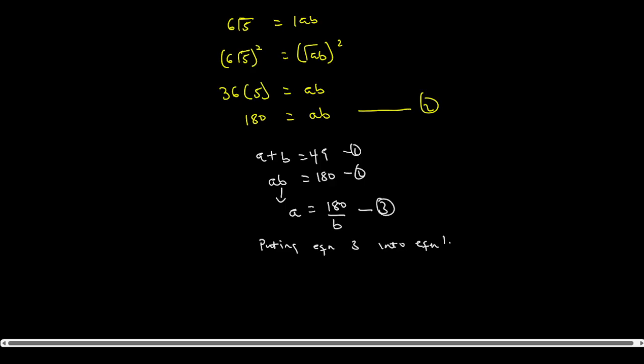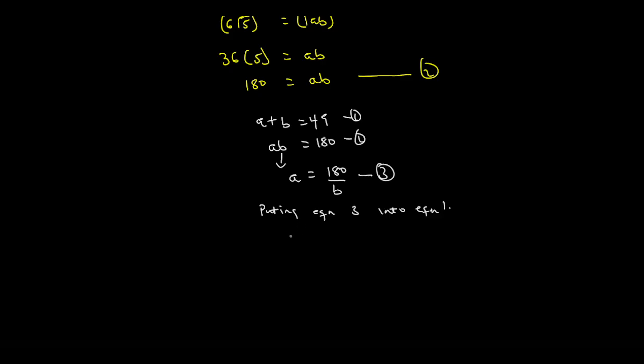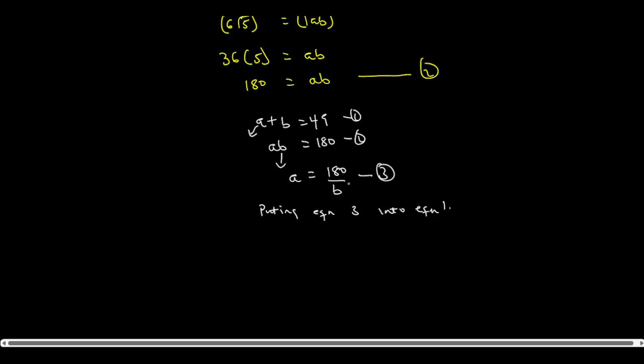I'm not supposed to do this with you because you are not learning simultaneous equations. I presume you already know, but if you don't know, this is a wonderful opportunity for you to use and then learn. Or if you have any method that you can find a and b, that's what you are doing. You want to find a and b, right? So now, where we see a in equation 1, we replace it by 180 over b. So 180 over b plus b is equal to 49, right?